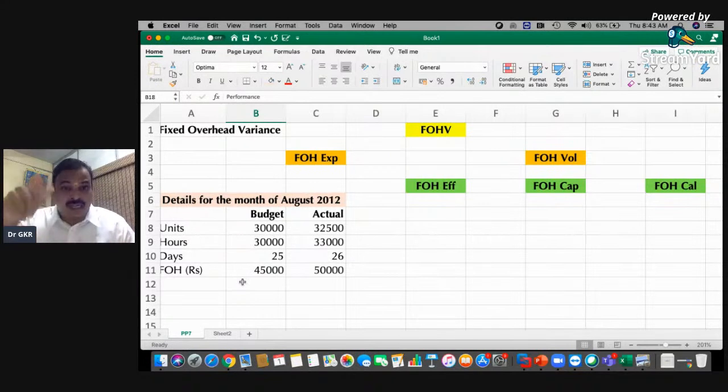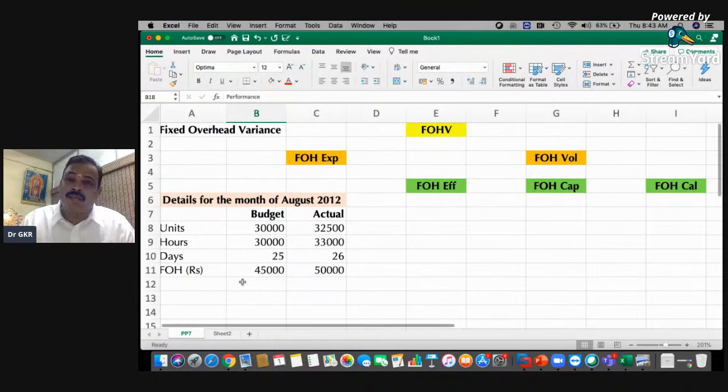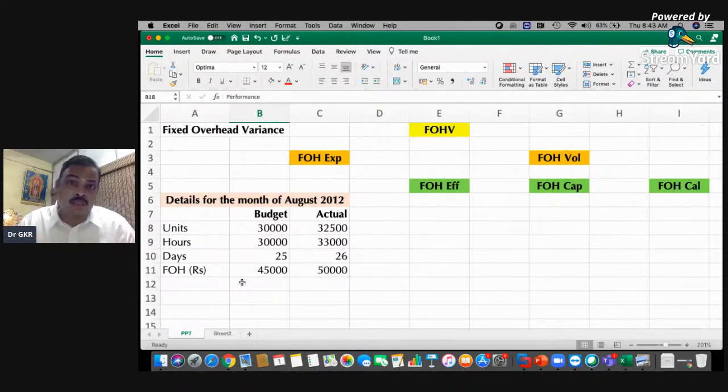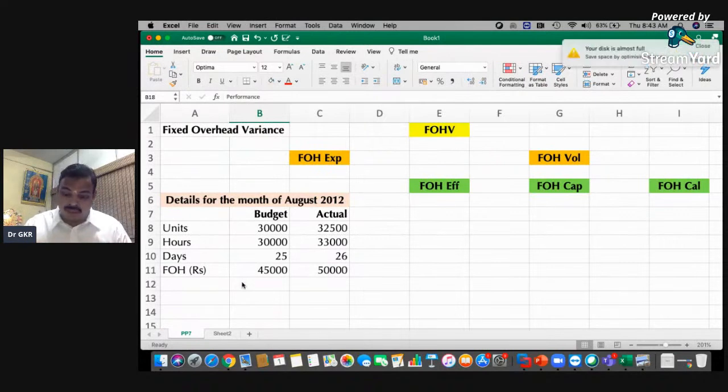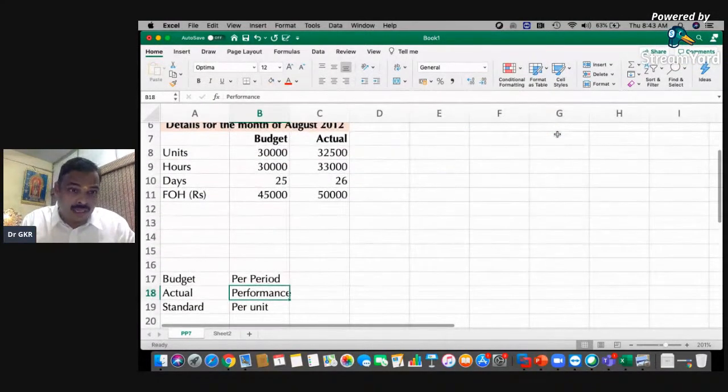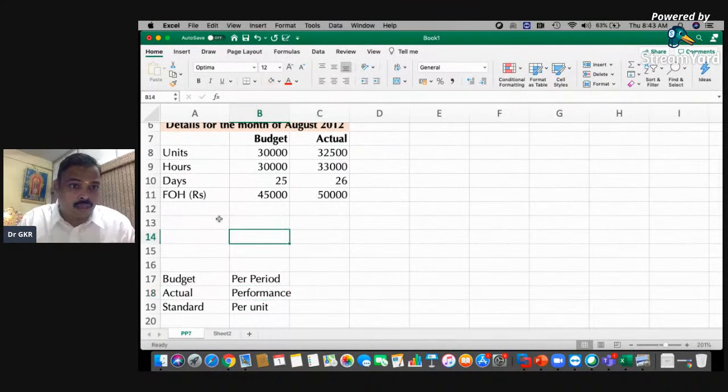And how do you fix a standard? That's a different chapter. You have fixation of standard in your labor chapter. There is a very nice person who has given a logic, Professor Gilbert. Professor Gilbert has given the logic for devising a standard. I'll come to that a little later. Now, please look at this particular question.